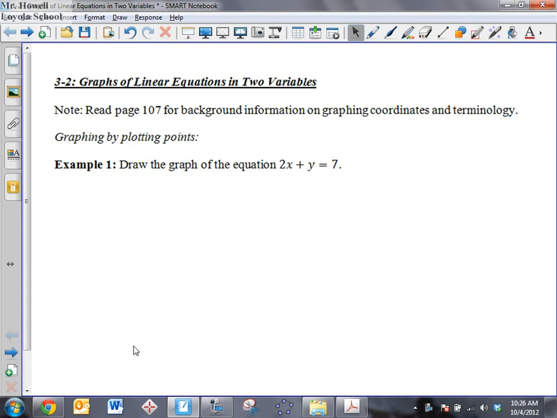Okay? First thing we're going to do is graph by plotting points. What do I mean by graph by plotting points? Joe? Put points on the coordinate system. Yeah, just plot points on the coordinate system and connect them.